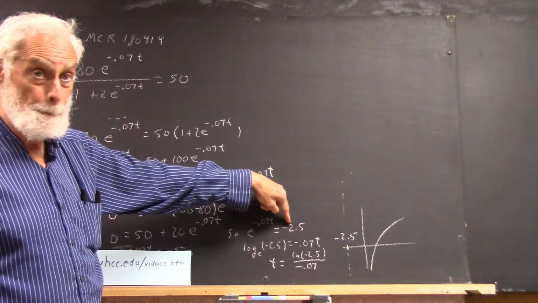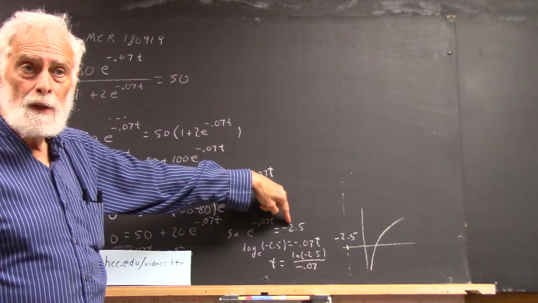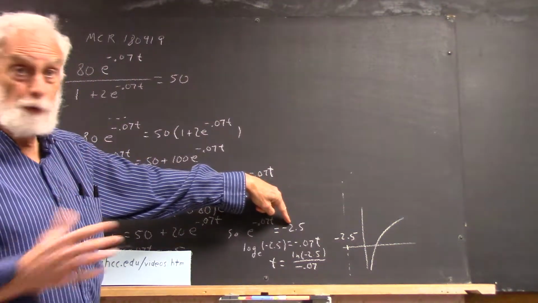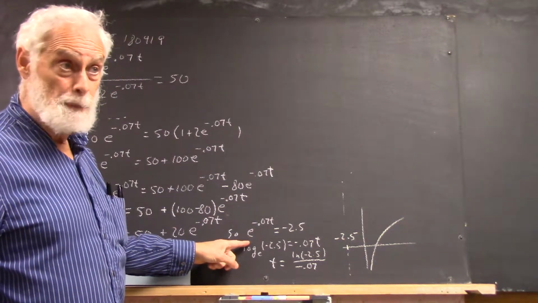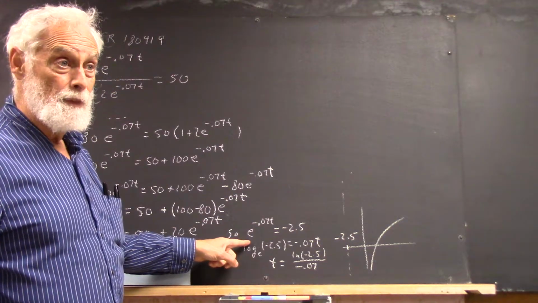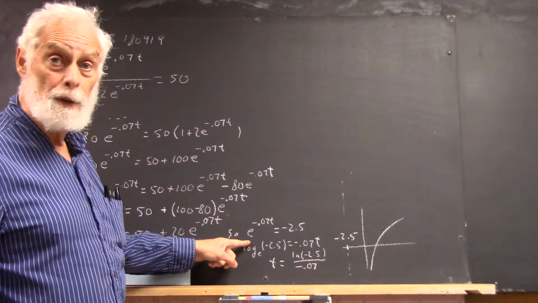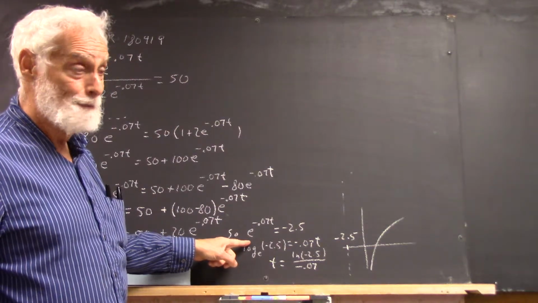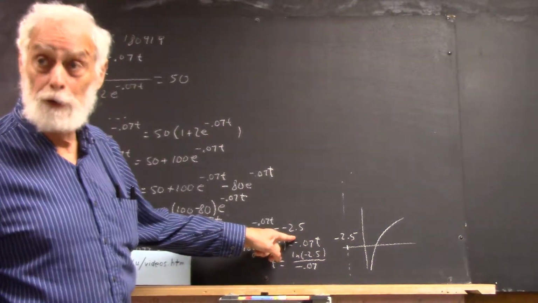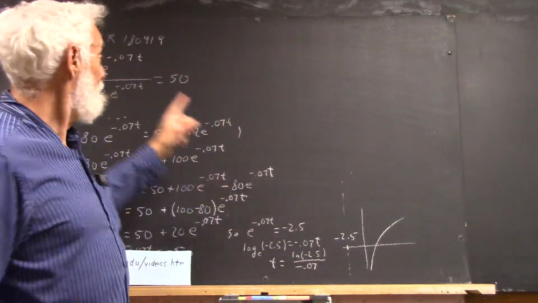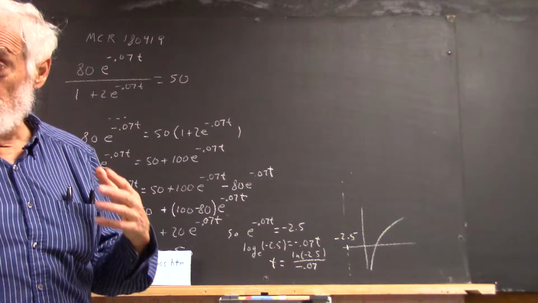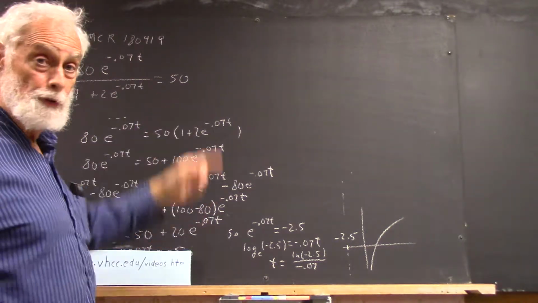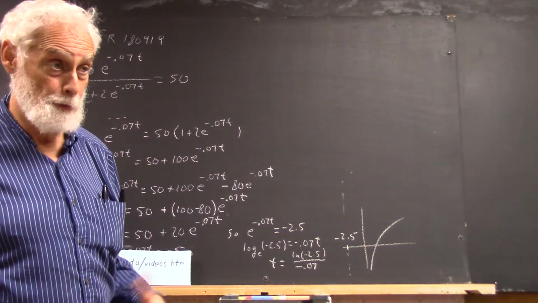How do you solve that? One way to solve it, without going through anything else, is to say e is a positive number. You raise a positive number to any power, you're going to get a positive result. And this is negative, so there's no solution. This equation has no solution. There's no value of t that makes this equation true.